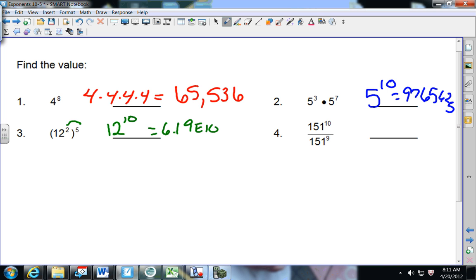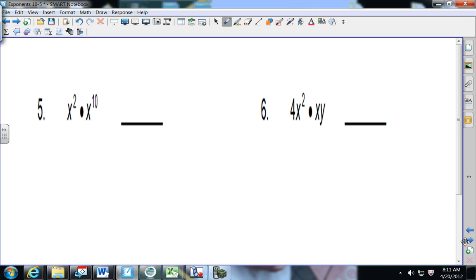The next one over here, if you subtract the exponents, then it's 151 to the first power, which is the same as 151. Now, it seems kind of blurry. If you're watching the video, pause the video, come back and see how you do on these.